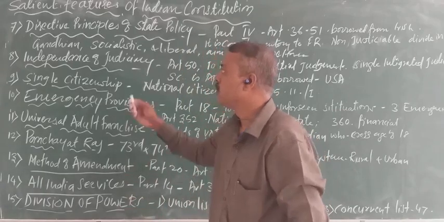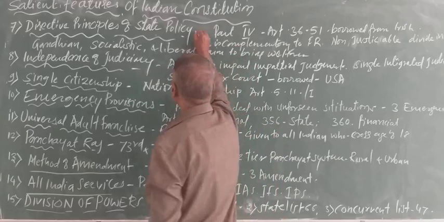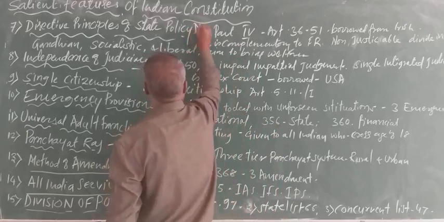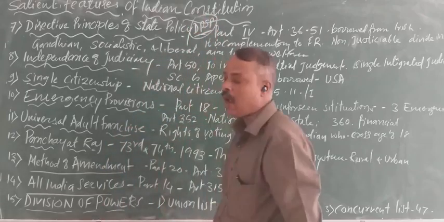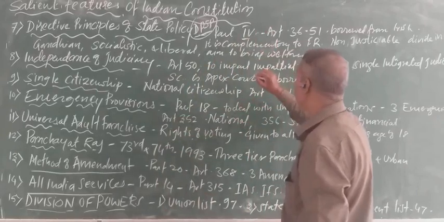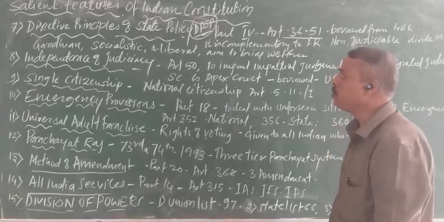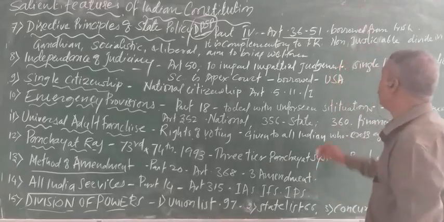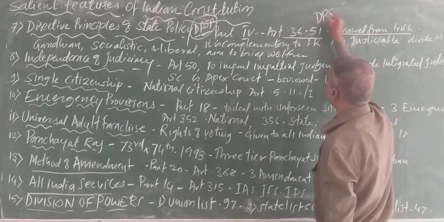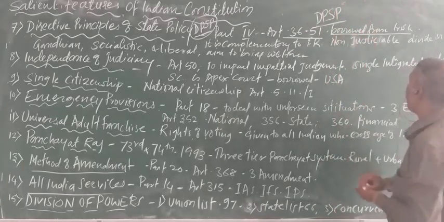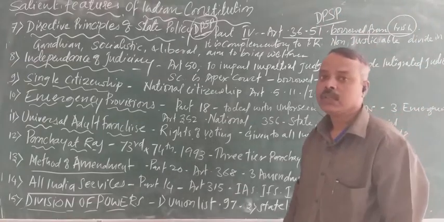Next, let's see today directive principles of state policy. You can call it as DPSP. In short, you can call it as DPSP, Directive Principles of State Policy. Part 4 of Indian Constitution, Article 36 to 51 deals with directive principles of state policy. These DPSP have been borrowed from the Irish Constitution, Ireland.